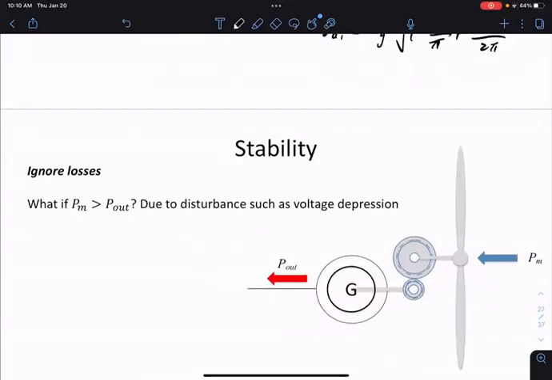Because the energy in your mechanical power is larger than the energy output. It's really a buildup of energy. Building up this energy is not very good, because at the end of the day this energy has to go somewhere. So in this system, where does this energy go? Let's say you just have a lot more power from wind than you can deliver to the grid. It starts to build up. But physically, what happens?